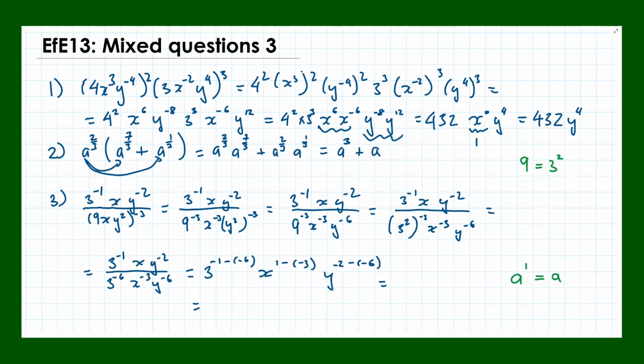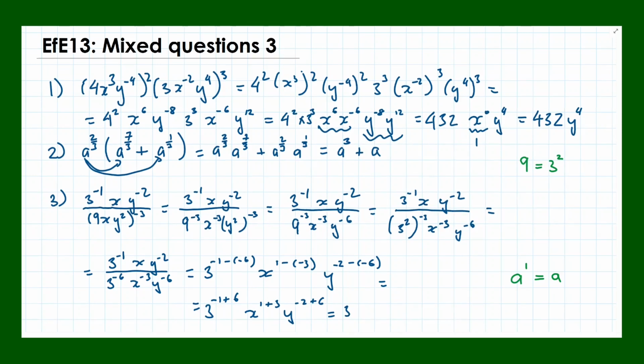Next step, rewrite all these take away negatives as additions. So 3 is going to be minus 1 plus 6, x is going to be 1 plus 3, and y is going to be minus 2 plus 6. So now the powers are just additions, and now I can carry out those additions.